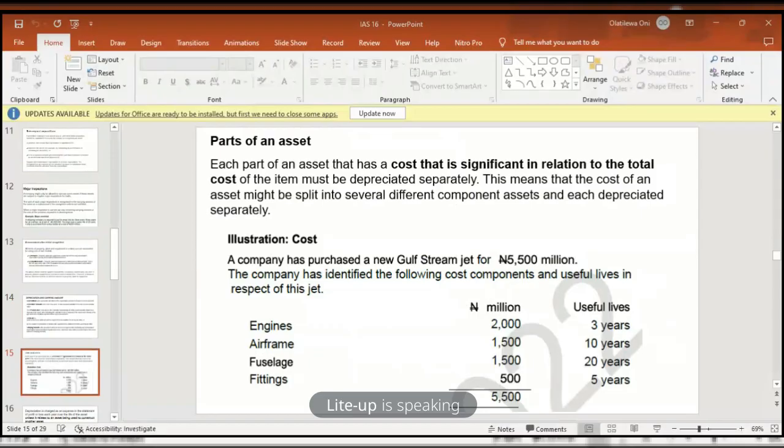How the parts are depreciated separately. I think we treated that as example 3 yesterday. Okay, let me check the examples. Okay, no, the overhaul is the one we treated that way. I'm trying to check. Yes, example 4. That was what we treated as example 4 yesterday.